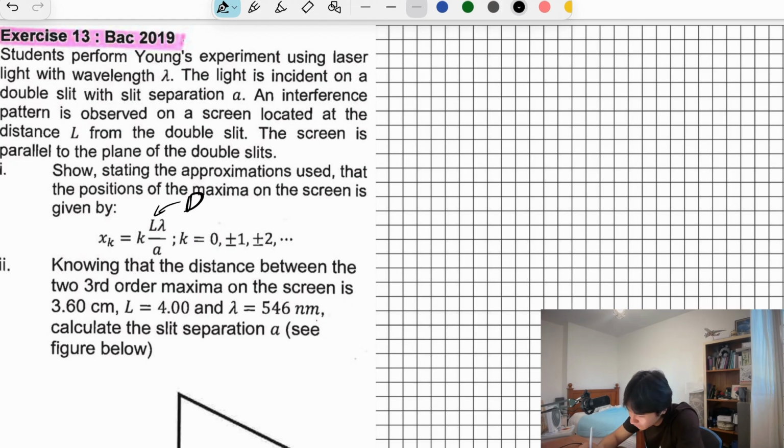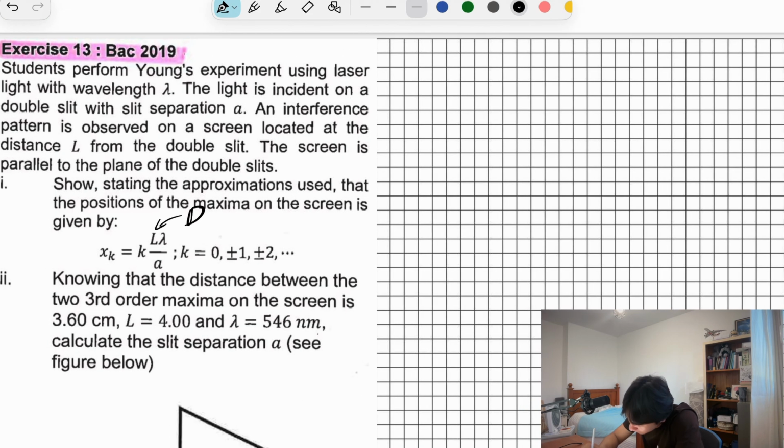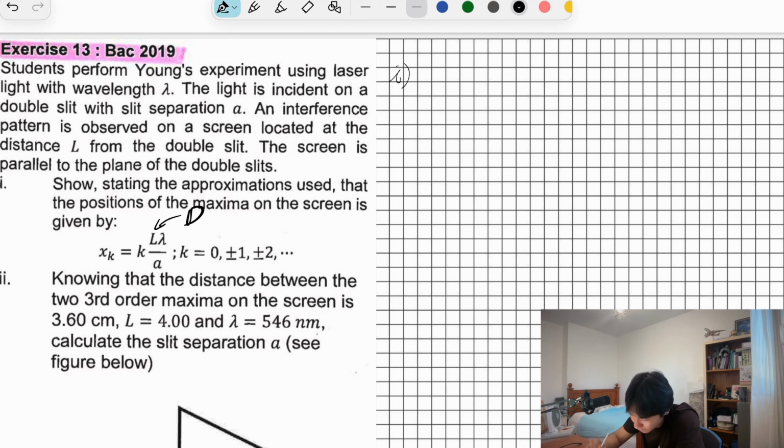So how will we do this? Imagine this is one of the questions. I will be writing down the first part of the question, and the first part of the question is to prove this formula here: show, stating the approximation used, that the position of the maxima on the screen is given by xk equals k times L times lambda all over A, where k is an integer, right?